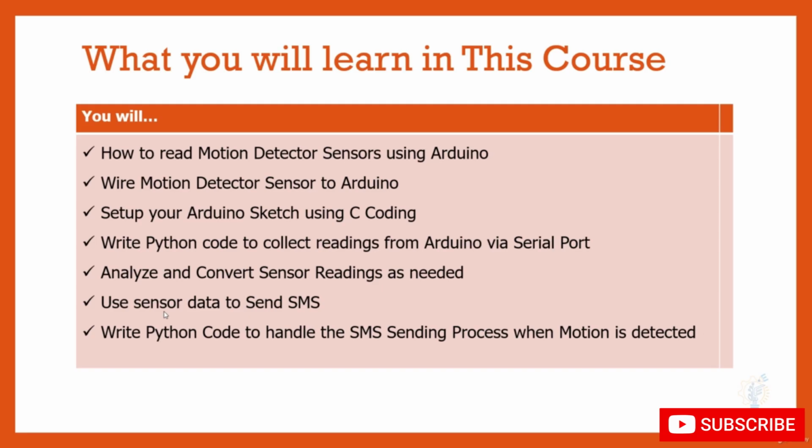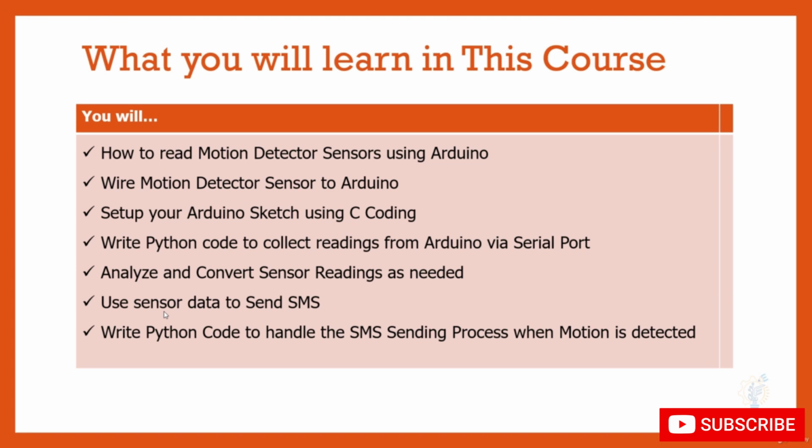Now, what you will learn in this course? You will learn how to read motion detector sensors using Arduino. You will code your Arduino and you will wire motion detector sensors to Arduino. You will set up your Arduino sketch using C coding, and you will write a Python code to collect readings from Arduino via serial port. You will be able to analyze and convert sensor readings as needed. You will also be able to use sensor data to send SMS.